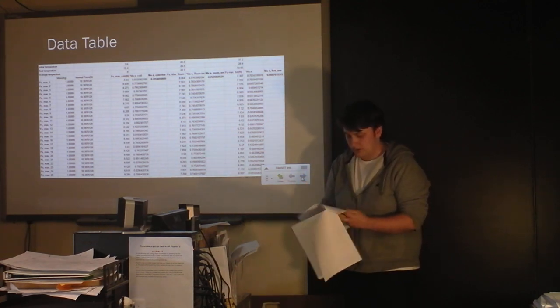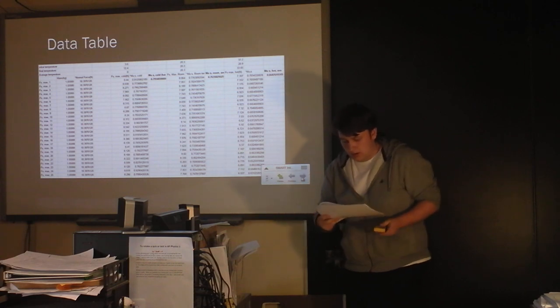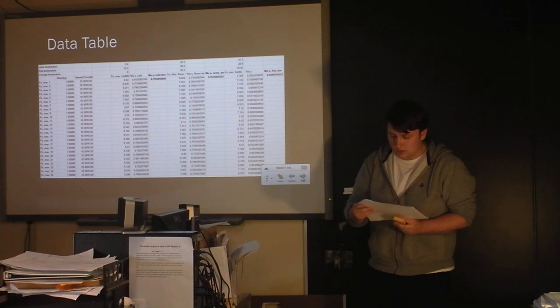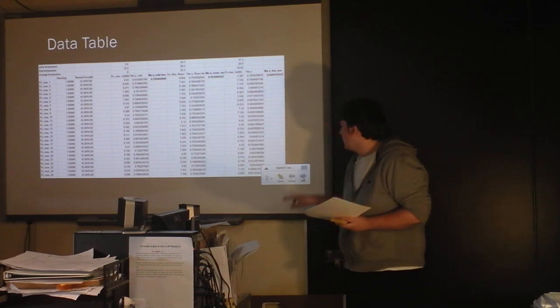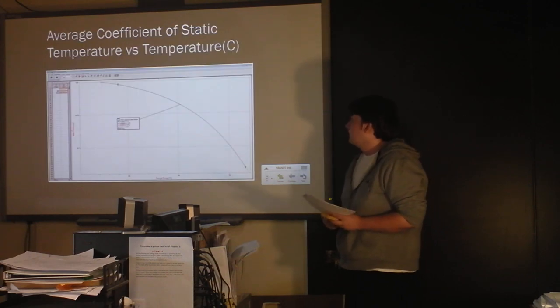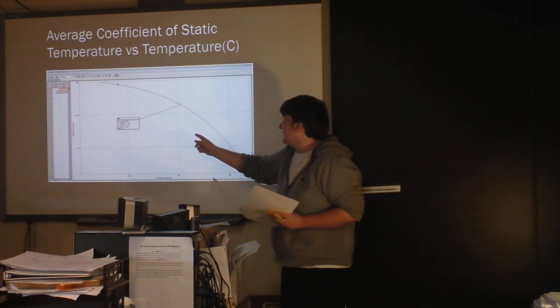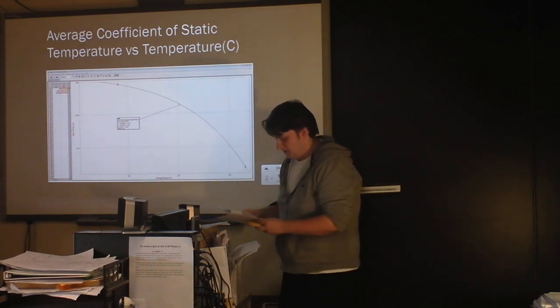There's pretty simple calculations all throughout it, but the conclusion I came to was that for cold, the coefficient of static friction was 0.79. For room temperature, it's 0.76. And when it's hot, it's 0.66. Meaning it goes down as temperature goes up, which is the exact opposite of what I expected. This is not a good fit for the graph. It's inverse exponential, which doesn't really make any sense.